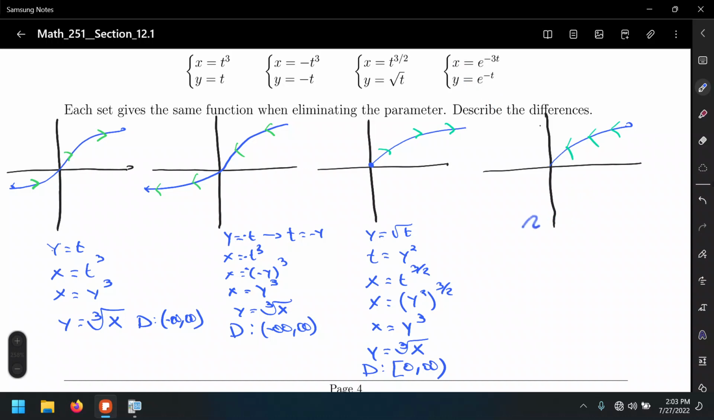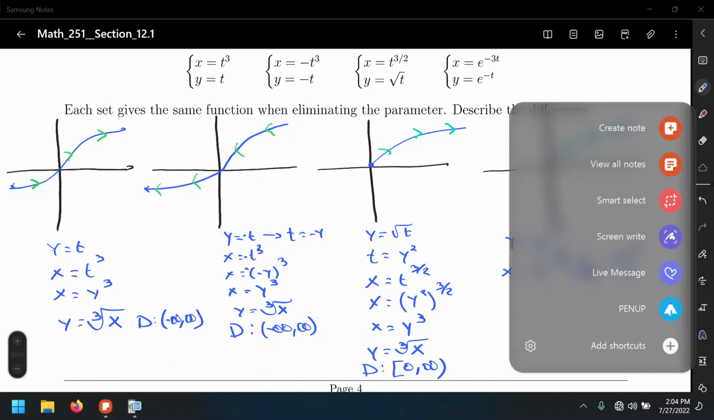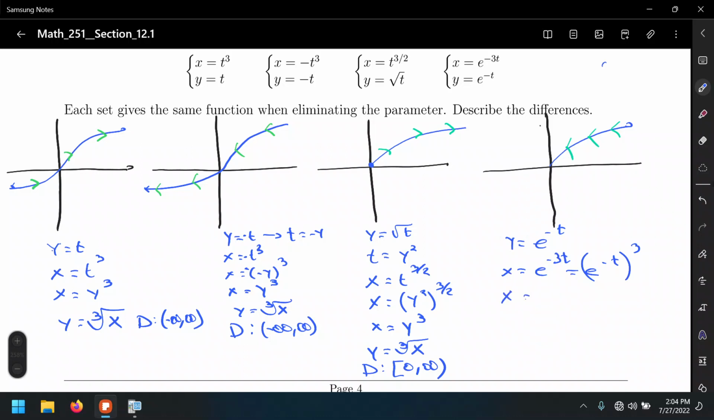y equals e to the negative t, alright? And we have that x equals e to the negative 3t, which is the same as saying e to the negative t quantity cubed, alright? I think that if we write it this way, it's easier to just go back and replace this e to the negative t with simply y, which is going to give us x equals y cubed. Isn't it the same? Isn't it the original function? y equals cube root of x.